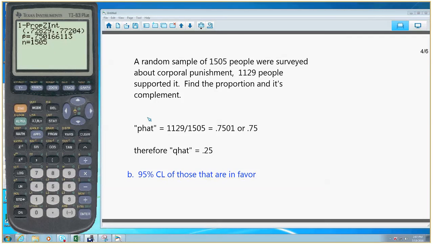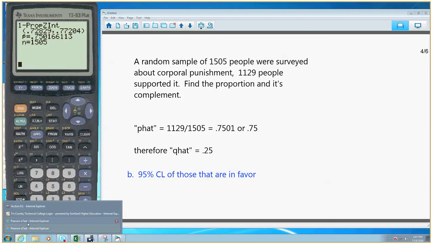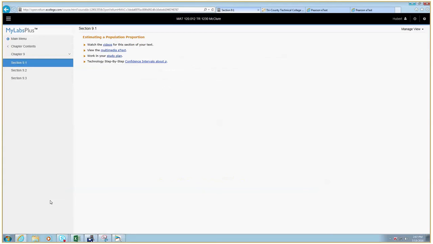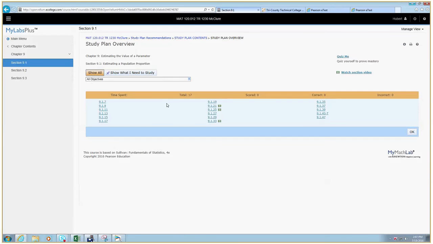Okay, let's do a problem about sample size. I didn't write one down, so I'm just going to pull one up.